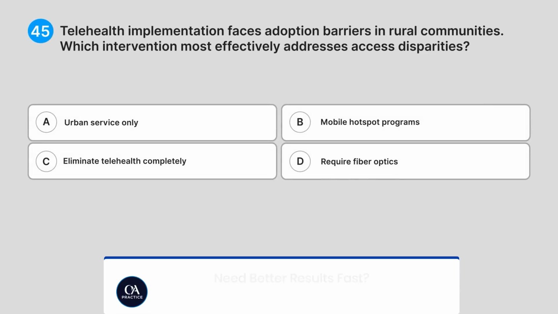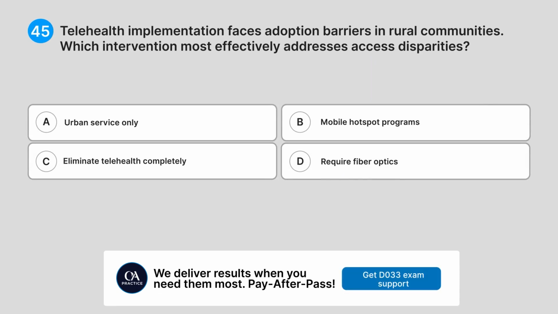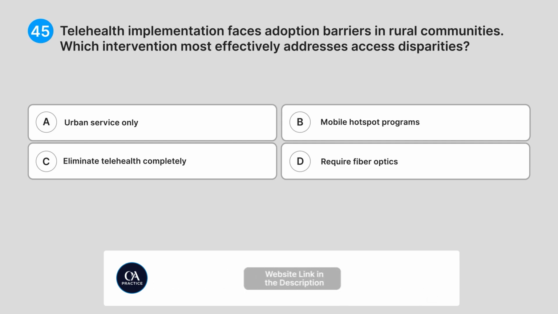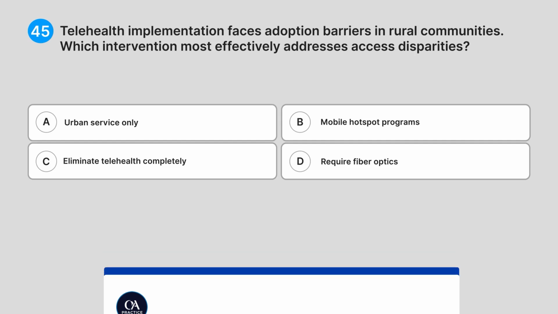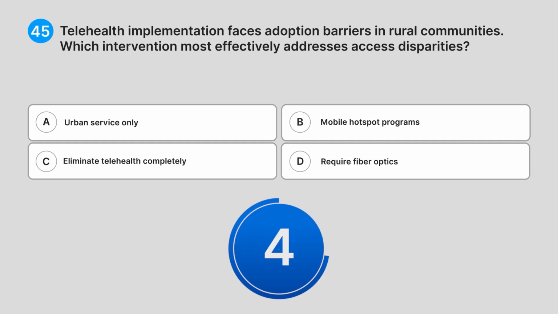45. Telehealth implementation faces adoption barriers in rural communities. Which intervention most effectively addresses access disparities? A. Urban service only. B. Mobile hotspot programs. C. Eliminate telehealth completely. D. Require fiber optics. Can you guess the answer?